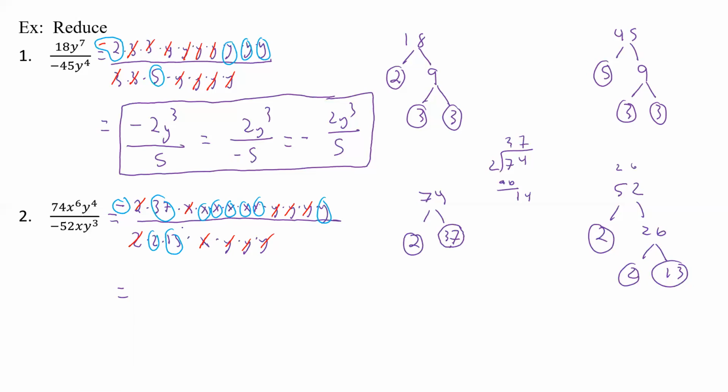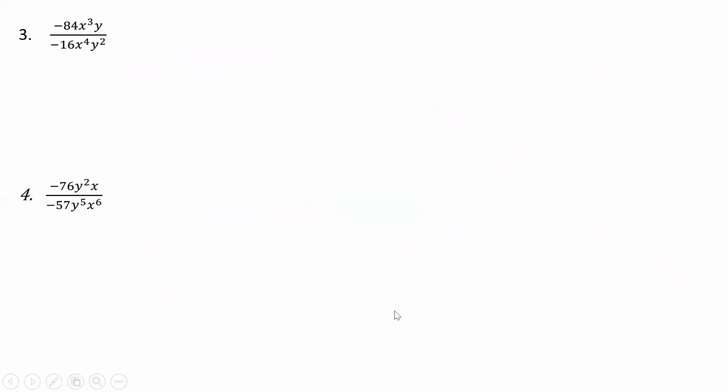So we have a negative 37. Then we have 1, 2, 3, 4, 5 x's, so x to the fifth, 1 y, all over 2 times 13, which is 26. And again, it doesn't matter, numerator, denominator are out front for your negative. I'm just going to keep it in the numerator, okay? So that's what I would have for that reduction from 74x to the 6y to the fourth over negative 52xy cubed. That comes down to this.